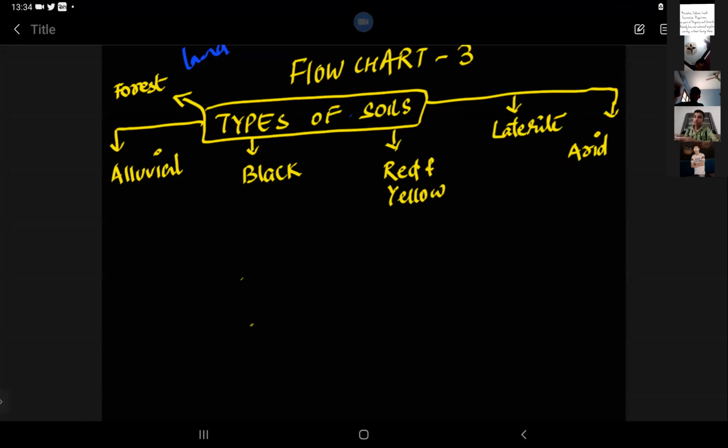Ma'am, do we have to also include forest in the types of soil? Yes, beta. Forest soil is also one type of soil, no? Forest soils. Don't write right now. Once we are done with everything, then you add on to it, okay? Okay, ma'am.